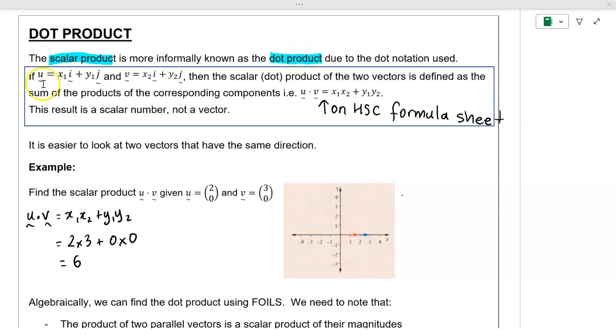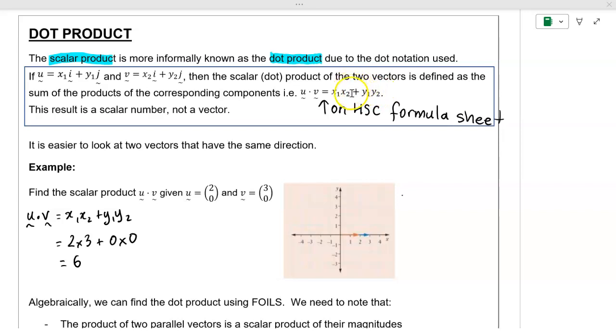vectors. So if we had two vectors, vector u, which we'll call x1 i, y1 j, and a second vector v, which we call x2 i, y2 j, then the scalar or dot product between those two vectors would be defined as this little equation down here. We'd have u dot v, so that's where the dot comes from, and we'd be multiplying the x parts of each of those vectors and adding to that the multiplication of the y parts.